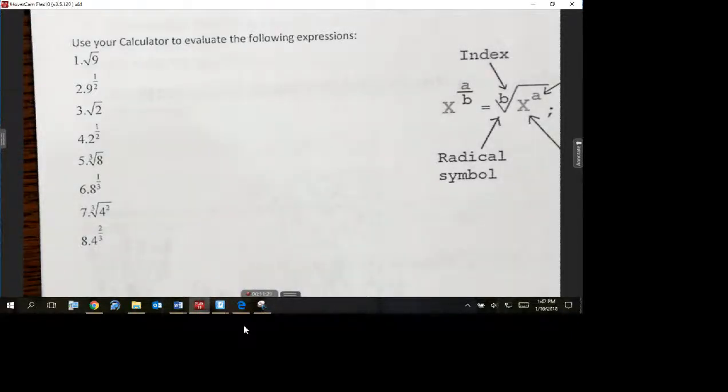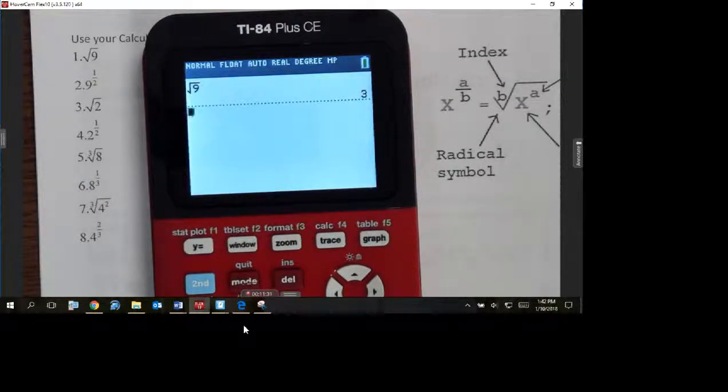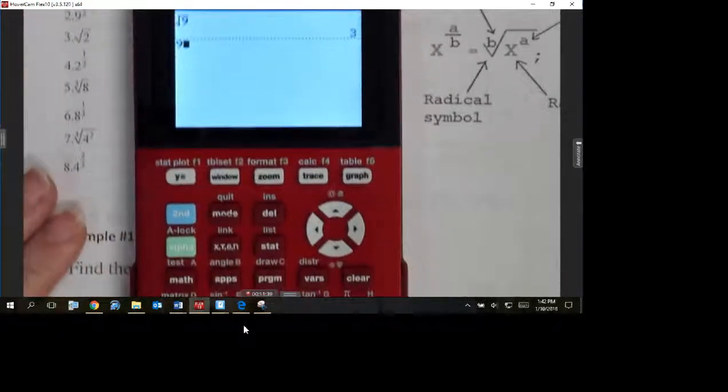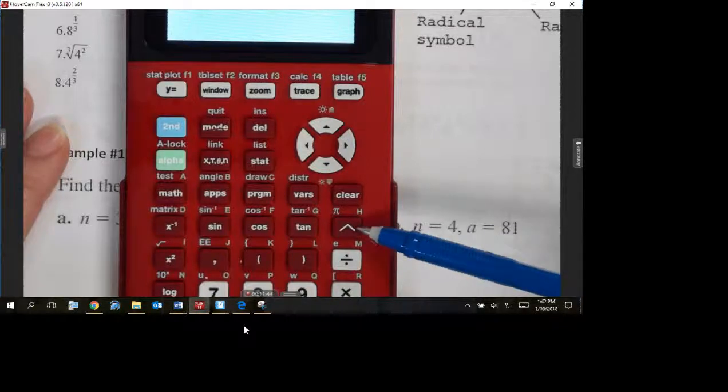So if you have your calculator, square root of 9, you guys know where square root is on there? I hope you know the answer for square root of 9. Good. But then to do 9 to the 1/2, you're going to do 9, and then your "to the" button is this caret right here. The caret.